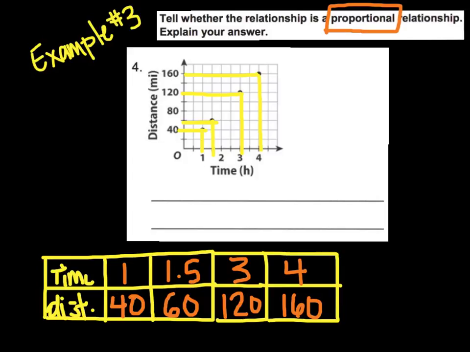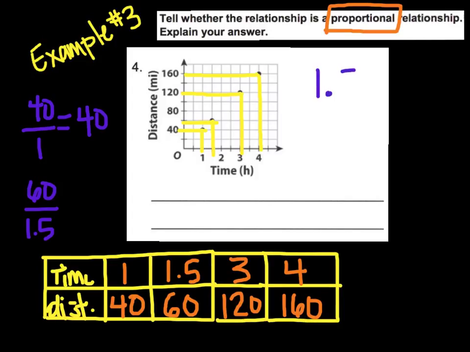So if I look at my table, my first values are 1 and 40. So I'm going to say 40 divided by 1. Anything divided by 1 is itself, so I already know that one's going to be 40. The next set of numbers in the table is 1.5 and 60. So I'm going to say 60 divided by 1.5. I do not know what this equals, so I'm going to have to actually work it out. I'm going to do it over here on the side and then shrink it.